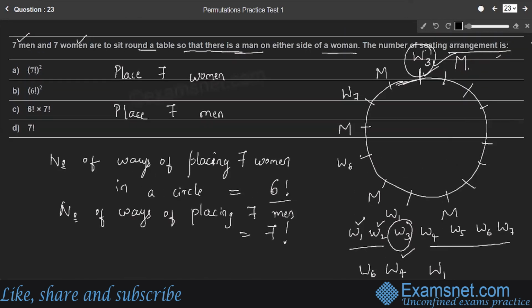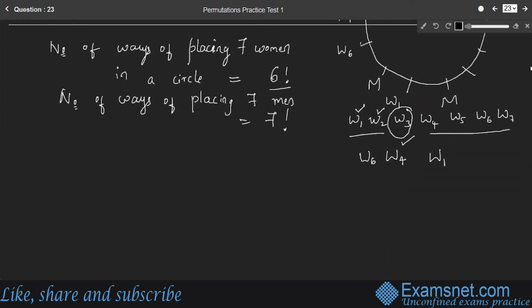Here you cannot keep the position of one man constant, say, for example, M1. We cannot place M1 constant, right? Because on either side of M1 there are 2 women, W7 and W3, and here the position of W7 keeps on changing. Therefore, the position of M1 also changes, which is not constant here. Therefore, the number of ways of placing 7 men will be factorial 7.